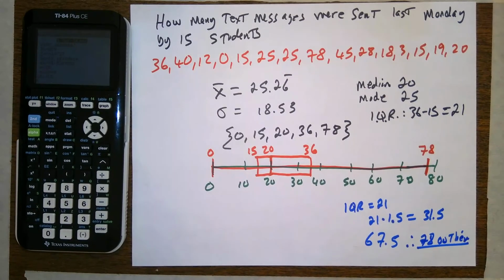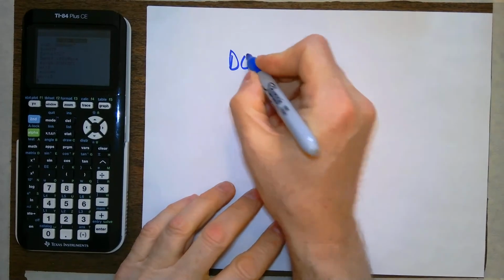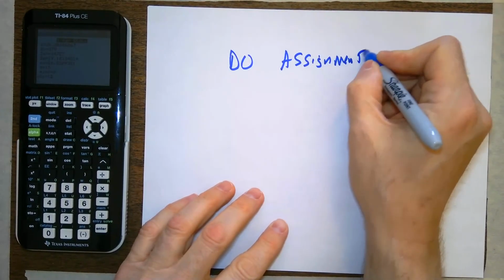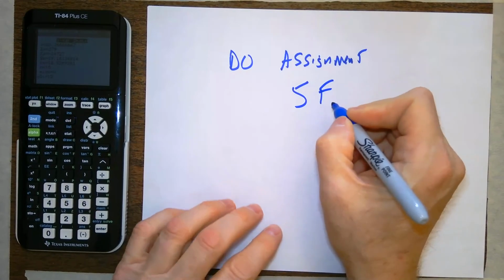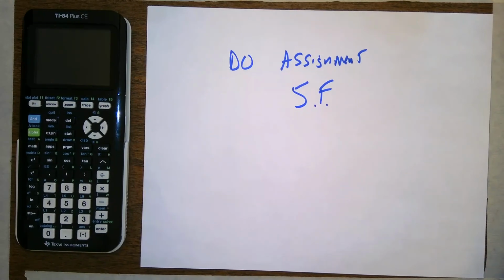All right, I think you're ready now for the next assignment. So we're going to go ahead and do assignment 5F, and we're going to move on to the next video here and continue looking at randomness and analyzing data and quantifying our randomness.